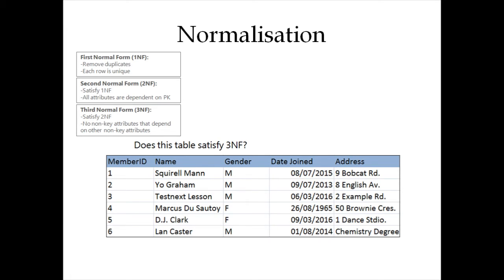Does this table satisfy 3NF? It does. No need to be skeptical now. No duplicates that can be defined further. Unique dependent rows. All attributes depend on the primary key.